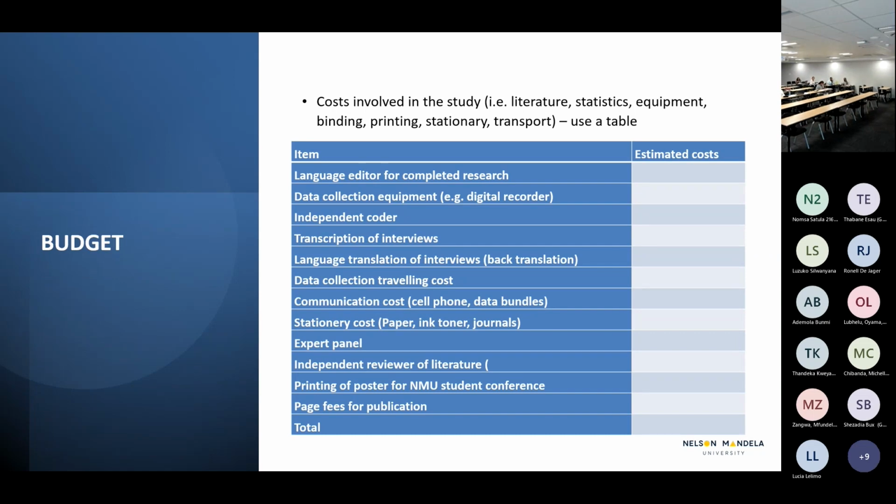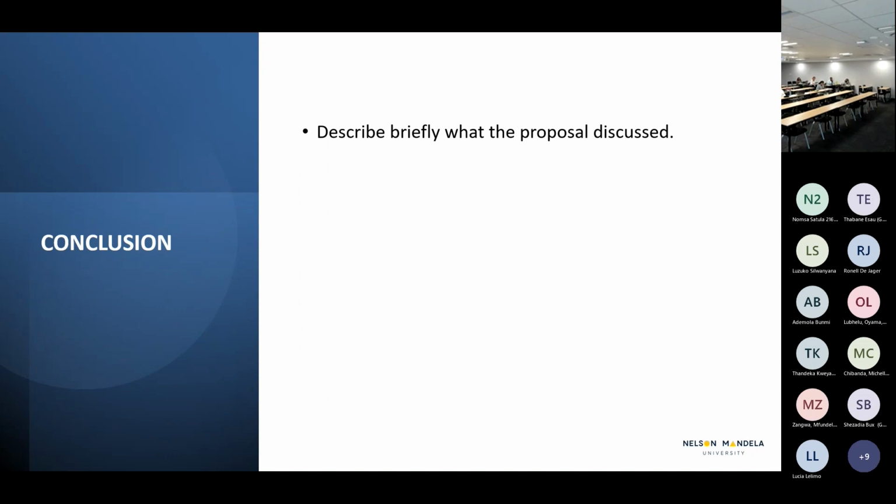Keisuke. Did I miss one there? Sorry, so you put the budget there, sorry.